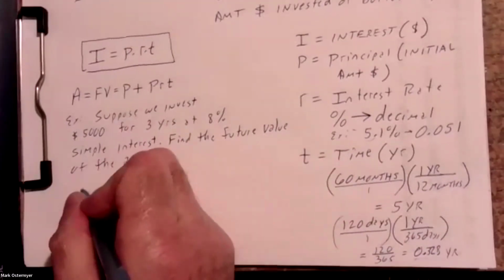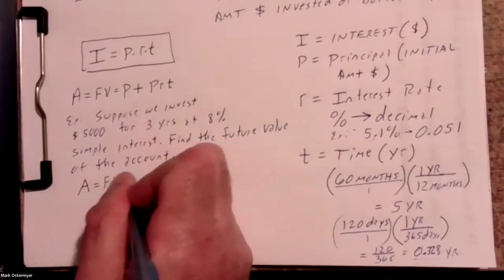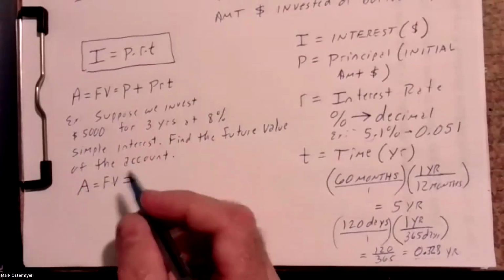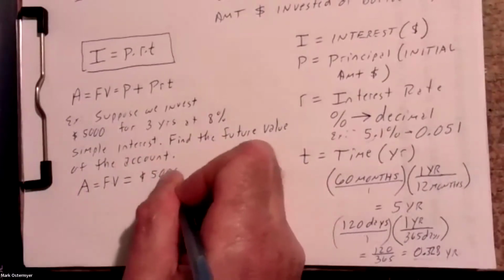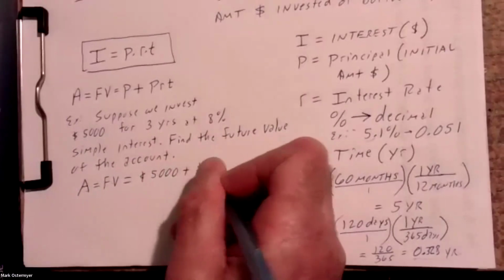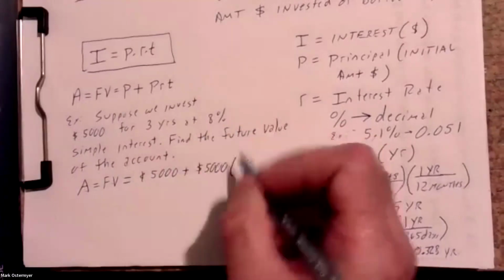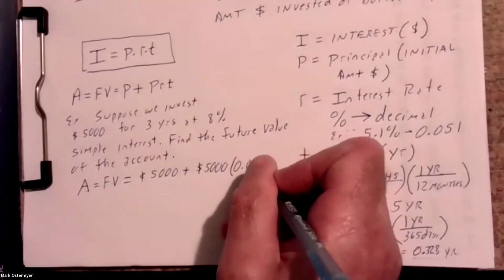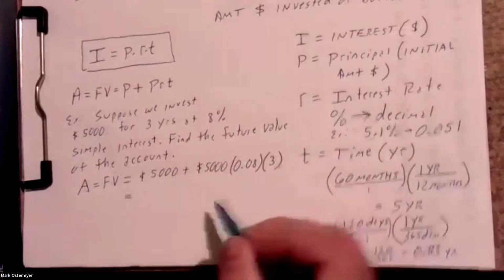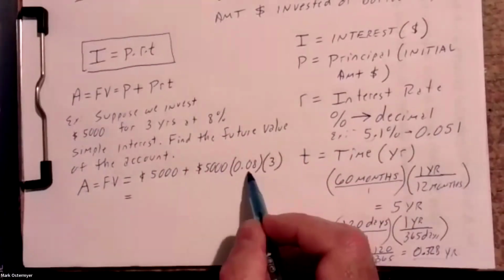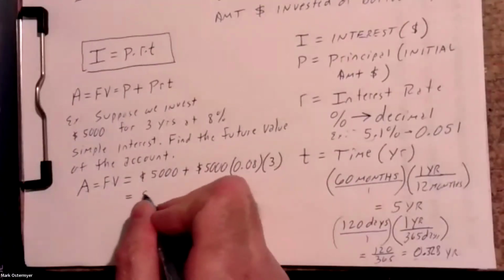Okay, so therefore, the future amount in our account or the future value, these are going to be used interchangeably, is equal to the initial principal, which is $5,000, plus the interest earned. And the interest earned is going to be $5,000 times the interest rate, which is 8% as a decimal, 0.08, times the time in years, which is 3 years. So if you get on your calculator, you take 5,000 times 0.08 times 3, you will discover that it's $1,200.